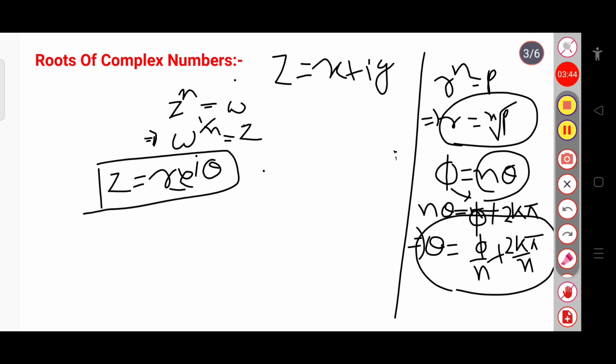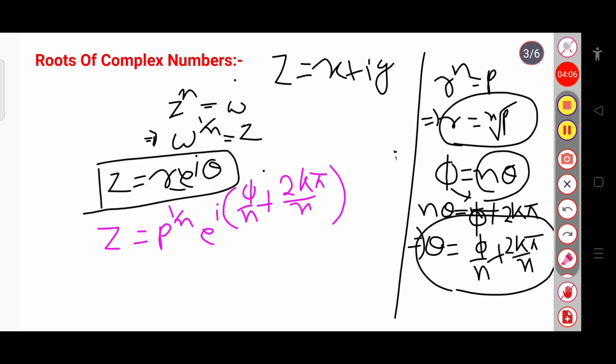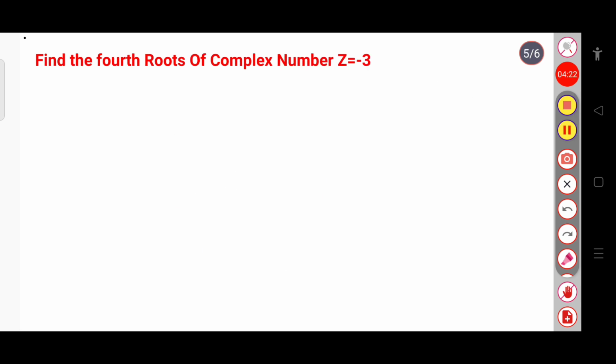Now I can write z equals p power 1 by n, or nth root of p, into exponential iota times phi by n plus 2k pi by n. Clear? So this gives the roots of the complex number z. If I put k equal to 0, 1, 2 and so on, I will get the first root, second root, third root and so on. Clear? So let us take an example so that it will be very clear to you.